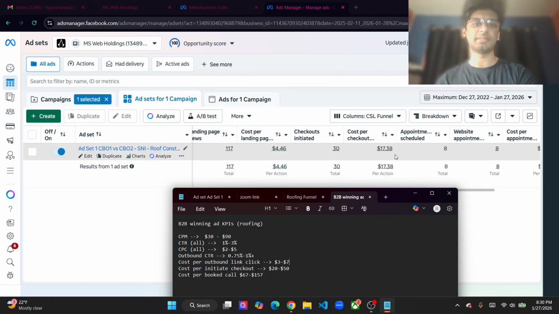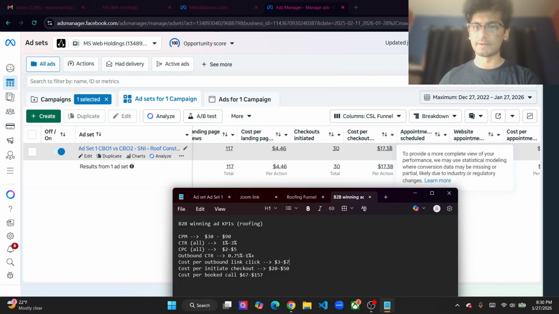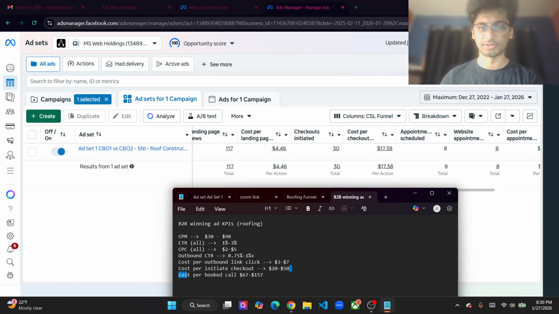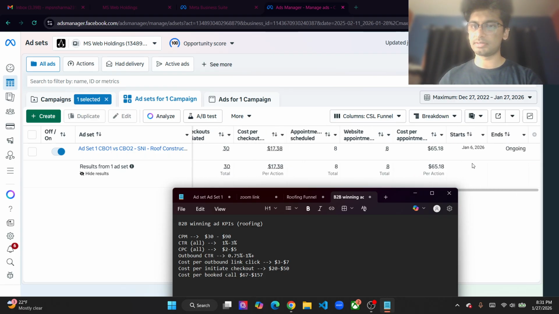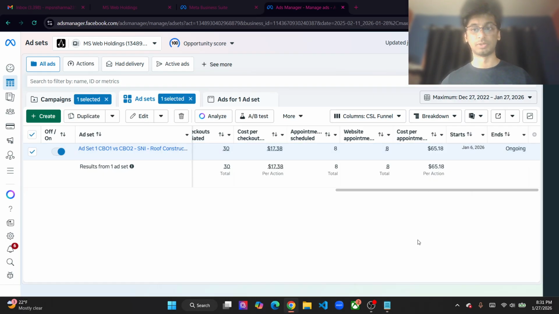When we get to the ad set level, it's a little bit higher because one of the ads did better than the other. So it's cheaper to initiate checkout in the one ad than in the other. This is $17, and our initiate checkout is 20 to 50. So within KPI, 8 appointments scheduled, and $65 cost per appointment, which is really good.